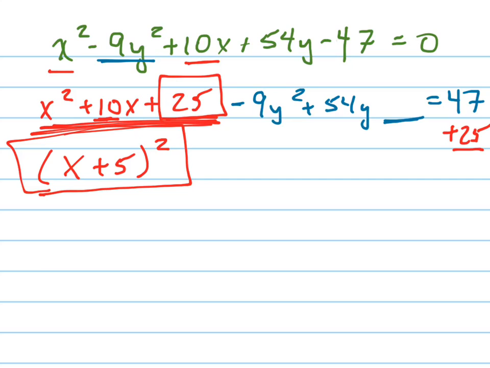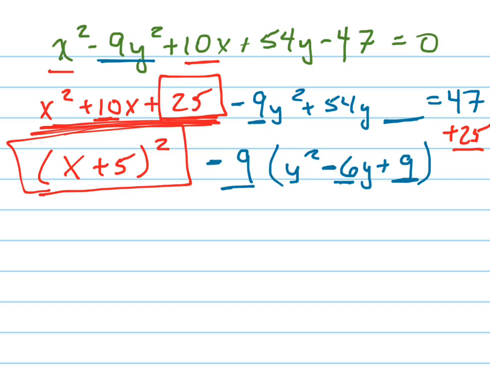Now this is a little bit trickier. The y one's a little bit trickier because I've got a negative 9. So the trick with this is to factor out that leading coefficient. So it's going to be y squared minus 6y plus, now I'm going to take half of this and square it. So negative 3 squared is 9. But now I didn't just add a 9 to this side. In fact, I didn't add a 9 at all. I subtracted a negative 9 times 9, which is 81. So I'm really subtracting 81 from both sides. See what I did there?